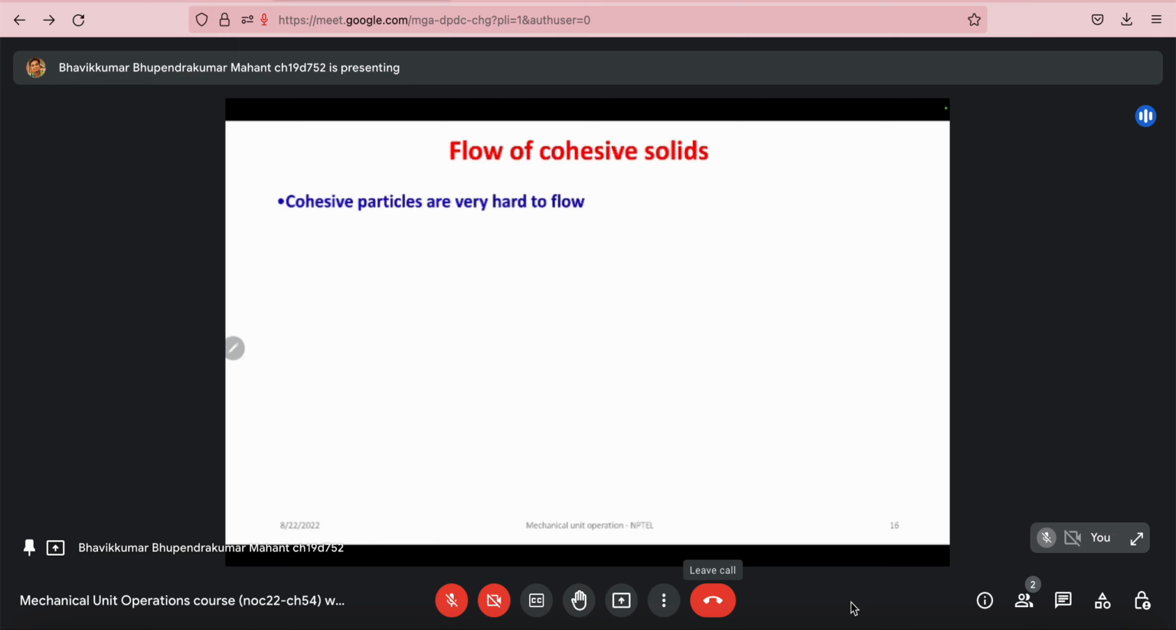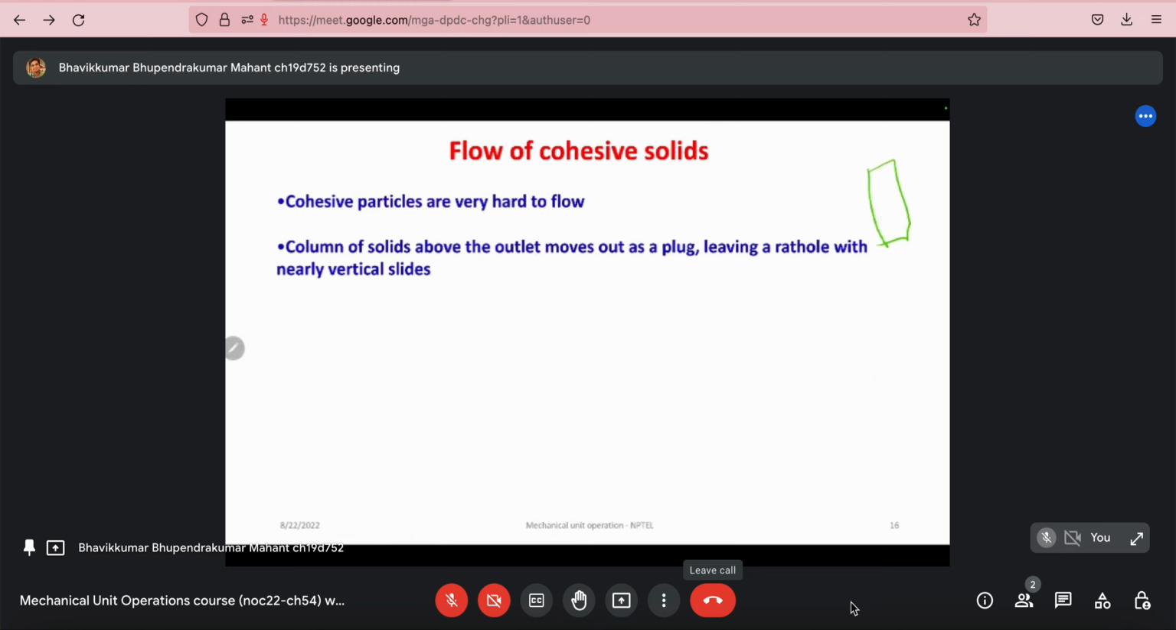Now flow of cohesive solid. The cohesive particles, we already know, are interlocking, much more sticky particles. So they are very hard to flow. We understand that it is very difficult to flow particles which are cohesive in nature. Columns of solid above the outlet move out as a plug. It always comes as a whole plug, not like individual particles, leaving a rat hole with nearly vertical sides. It will come like sides only.